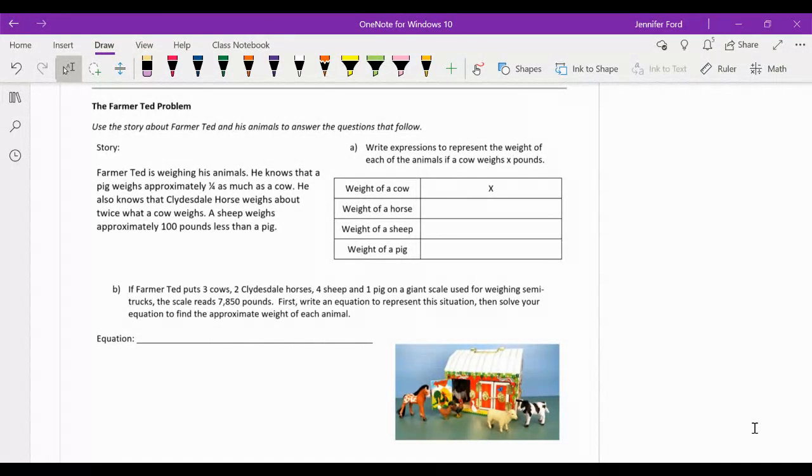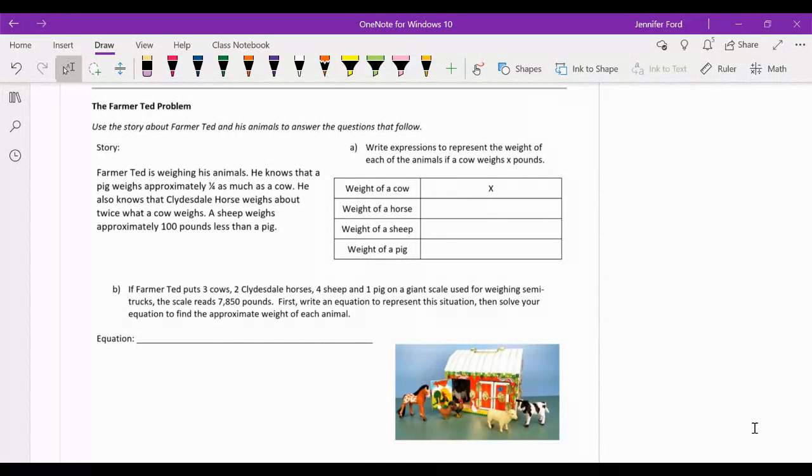Part A, write an expression to represent the weight of each of the animals if a cow weighs X pounds. And I made a little table to help you organize your thinking. Part B, if Farmer Ted puts 3 cows, 2 Clydesdale horses, 4 sheep, and 1 pig on a giant scale used for weighing semi-trucks, the scale reads 7,850 pounds. That's vaguely ridiculous, but here we go. This is one of those situations where story problems in math get kind of funny.